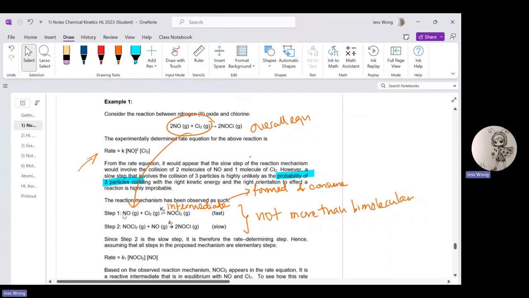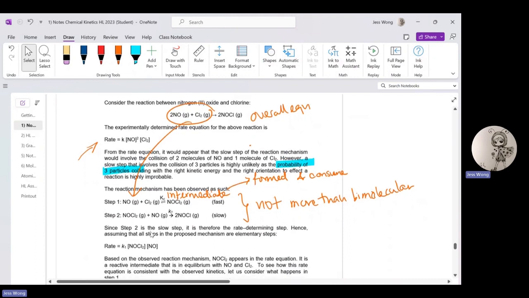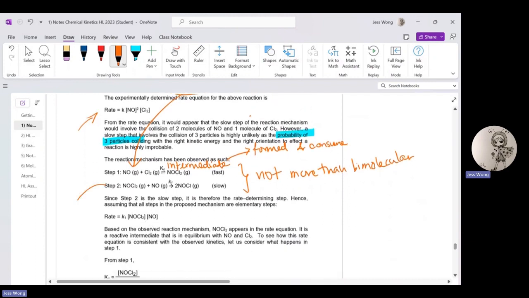Okay, with that, I need to assign one of the steps as the rate determining step. In order to assign the rate determining step, I will have to look at the rate equation, because my rate determining step must match the rate equation. So I will assign step 2 as the rate determining step. When I first write the rate equation based on the step 2 mole ratio, it will be 1 mole of NOCl2 with 1 mole of NO.